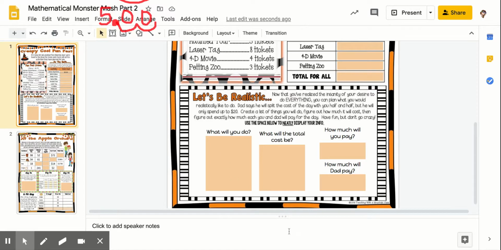So this is going to change depending on what you choose to do, right? So in here you would put what you want to do. What is your total cost going to be? So add up all of your costs, make sure that's under $40. So how much will you pay? How much will your dad pay? Right, so you're going to split the cost half and half, but it can't be more than $20 each, so $40 together. So that is what's going to be in the bottom part of that slide.